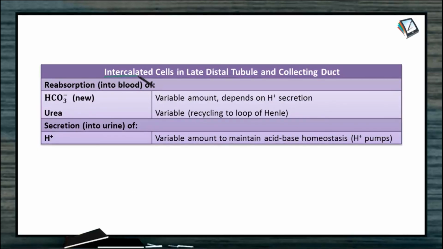Coming to intercalated cells in the late distal tubule and collecting duct. These cells reabsorb into the blood bicarbonate ions in variable amounts, and it depends on the H+ secretion, hydrogen ion secretion. Urea is reabsorbed in variable amounts and recycled to the loop of Henle. Secretion into urine: hydrogen ions are secreted into urine in variable amounts to maintain acid-base homeostasis through H+ pumps or hydrogen ion pumps.